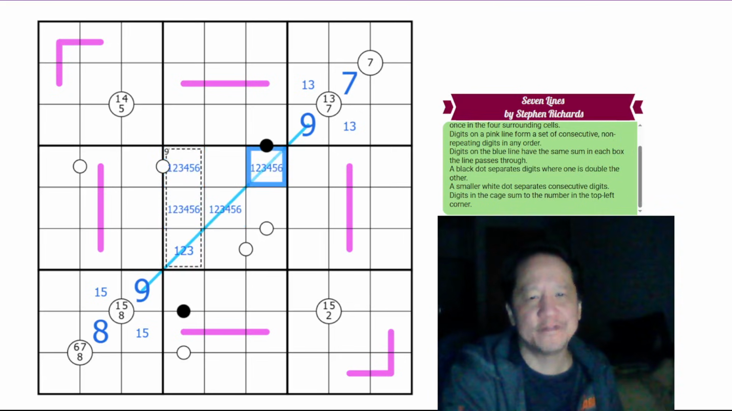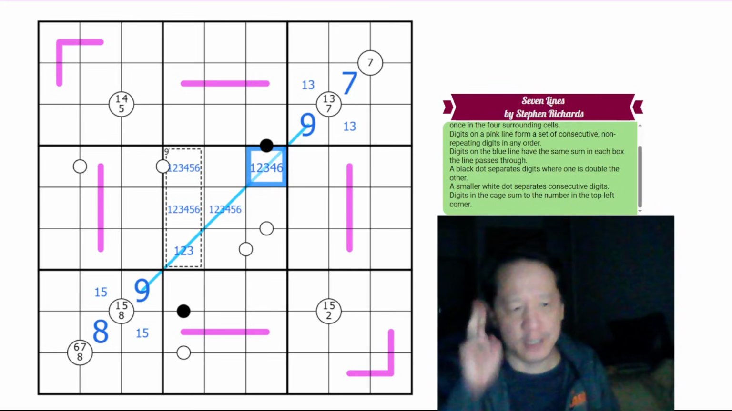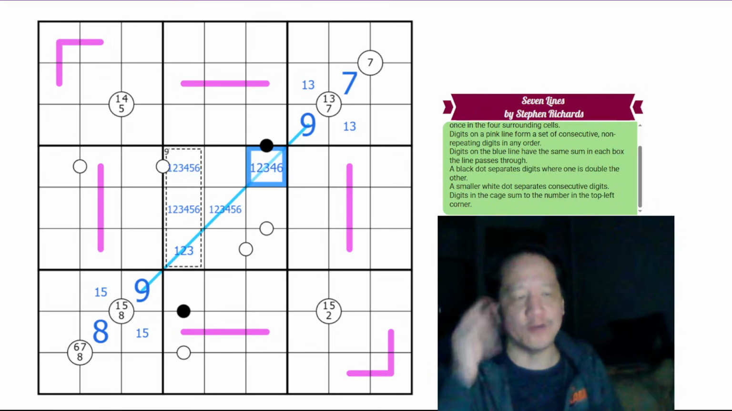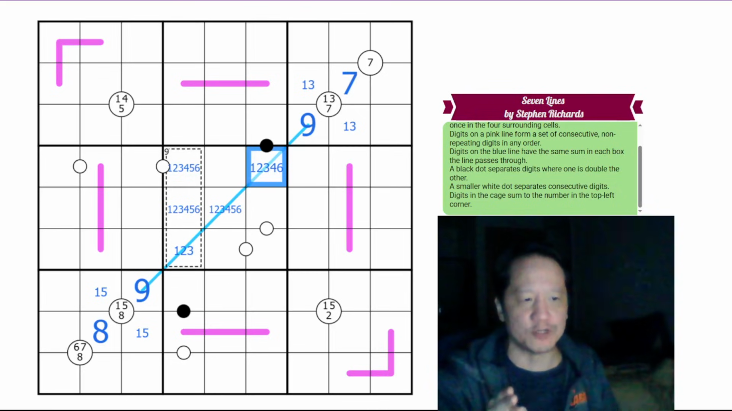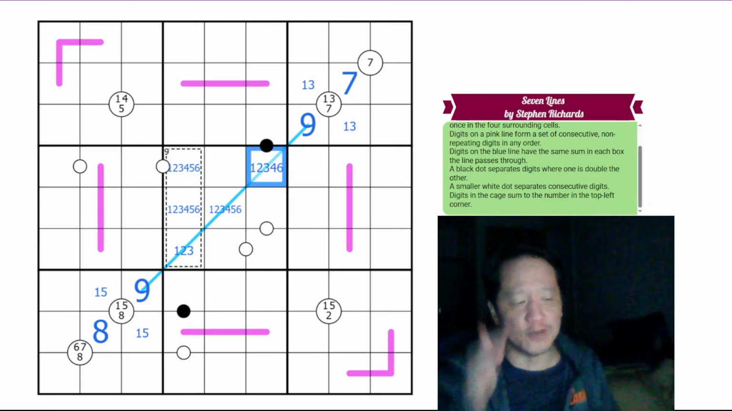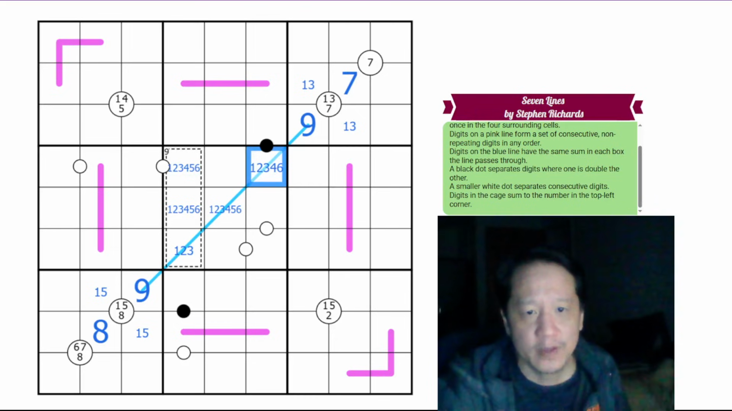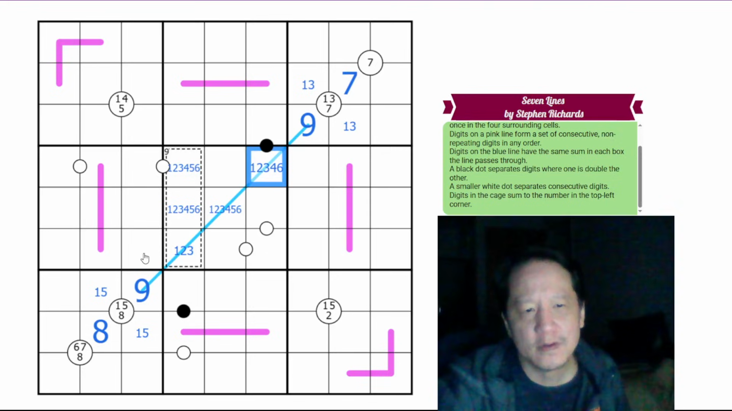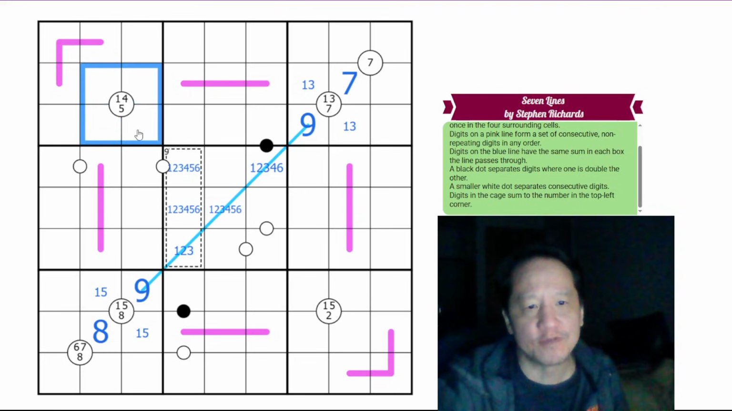This cannot be 5 because 5 can never be double another digit or half another digit. If you have 5, you get 2.5, which is not a digit. And if you double 5, you get 10, which is not a digit. That's the reason why this can't be 5. Surrounding this quad must be 1, 4, and 5.